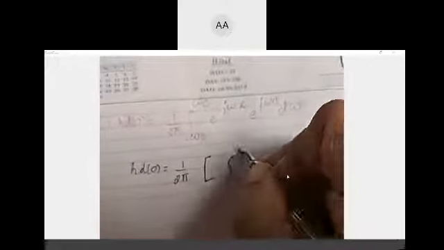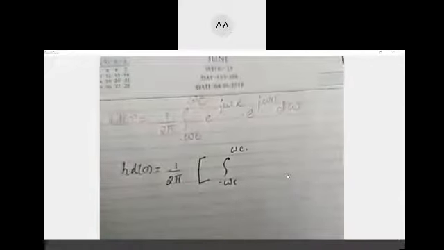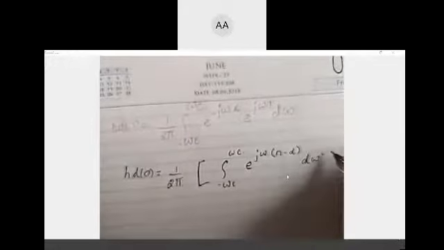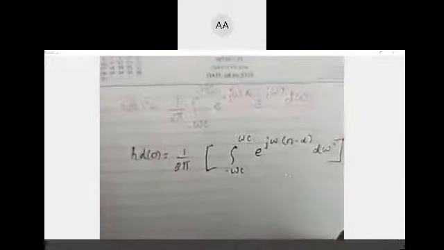All of you do this integration along with me. So how can you write this? hd of n is equal to 1 by 2 pi, you keep it outside. Integral from minus omega c to plus omega c, e power j omega you take outside, n minus alpha d omega. So this is the equation you are having.